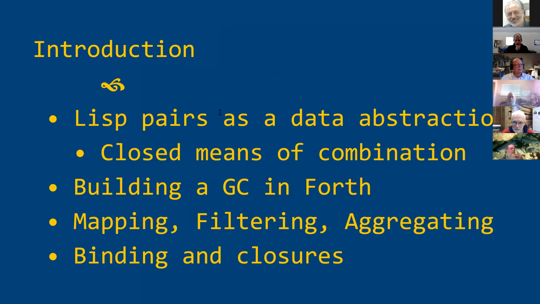Basically what I'm going to do is go through and talk about how Lisp represents data, at least in the classic core of Lisp, and look at how it is a closed means of combination, and then how you would go about building a GC in Forth that can work with that, and then look at some of the cool things that you can do, especially when you've got the garbage collection right.